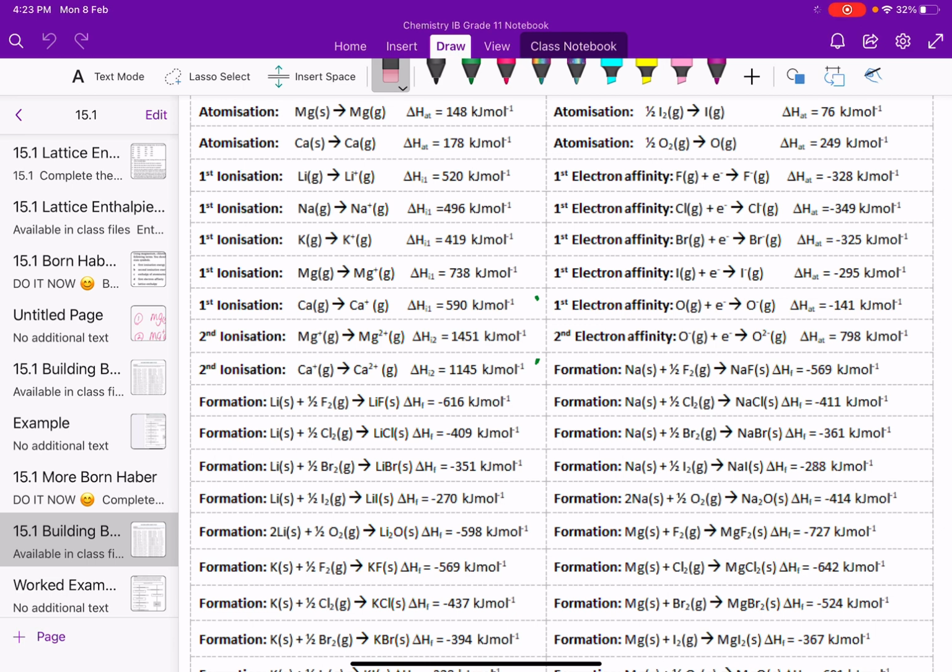So we're going to have a look at how to build a Born Haber cycle. I'm going to start off with a simple one. So I'm going to select to do this one here. So formation. I've got an enthalpy of formation for lithium fluoride, minus 616. So let's have a look at that one.